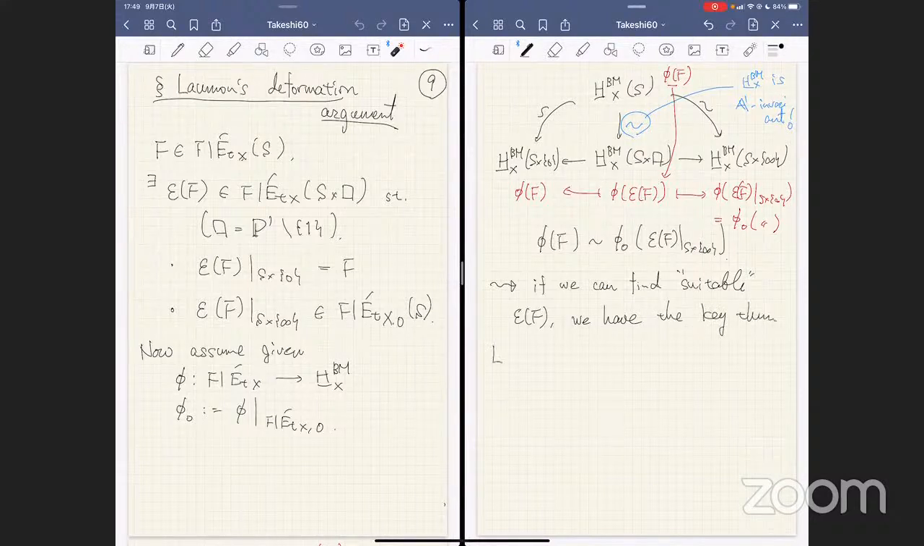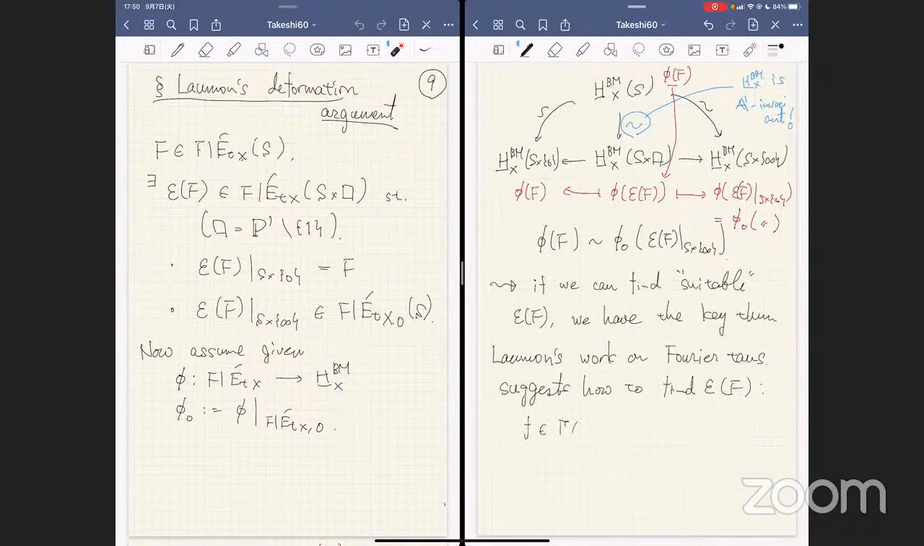And so Laumon's work on Fourier transform suggests how to find this E of F. Namely, I consider, for any function, well, I need to consider it locally. But for any function, assume that X is affine, for example, we may consider E of F, comma F, which is by definition F tensor with L of F times T.